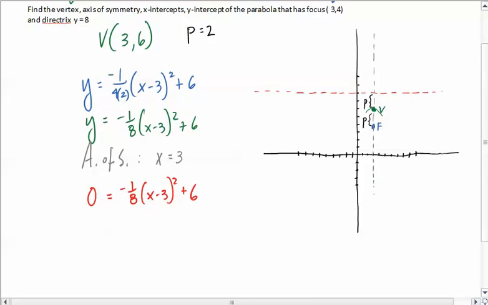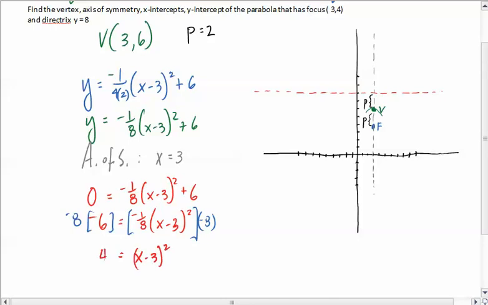What I'd like to do is just basically get the 6 on the other side. So I'm going to have minus 6, and then I have negative 1/8. You notice the x is in one spot. Because the x is in one spot, I can just continue to get that x minus 3 quantity squared alone. So I'm now going to multiply both sides by a negative 8. Why am I going to do that? Well, you can see why. I want to get rid of that negative 1/8 in the front. So that's going to give me x minus 3 squared, and that's going to be a positive 48.